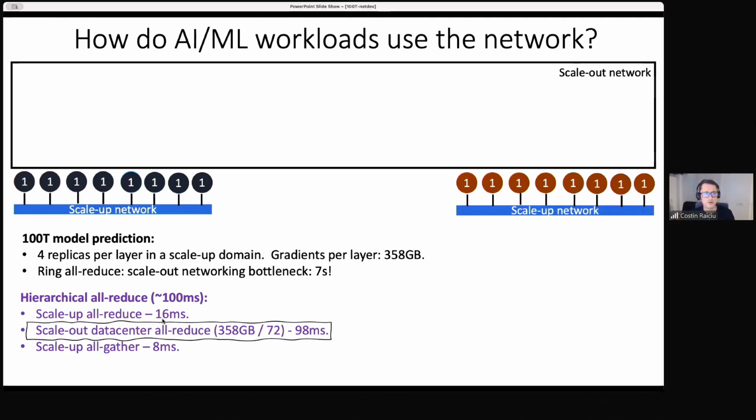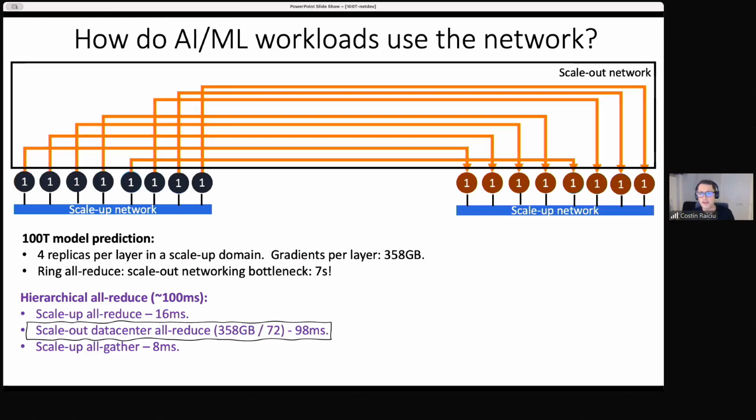Then you have 18 parallel all-reduce rings happening between each GPU with the same rank. So GPU 0 will be in an all-reduce ring with GPU 0 from here and from other racks and so forth. So you've got these 18 all-reduce rings happening at the same time, which basically means that the amount of data you need to carry across the scale-out network is this thing divided by 18. And this just takes less than 100 milliseconds.